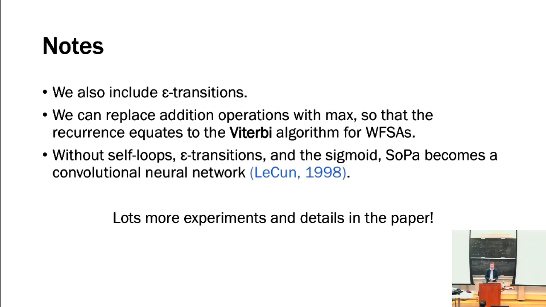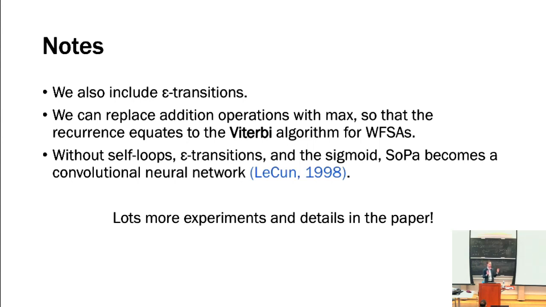The addition operations I showed you can be replaced with a max. And if you do that, what's happening is you're essentially running the Viterbi algorithm for weighted finite state machines. Your neural net is a Viterbi algorithm. I think that's super cool, and it offers you, I'll show you in a minute, some really nice ways to interpret what's going on in the model. Another interesting point for people who like thinking about how models connect to each other: if you take away the self loops, the epsilon transitions, and the sigmoid, then SoPa is a convolutional neural net.